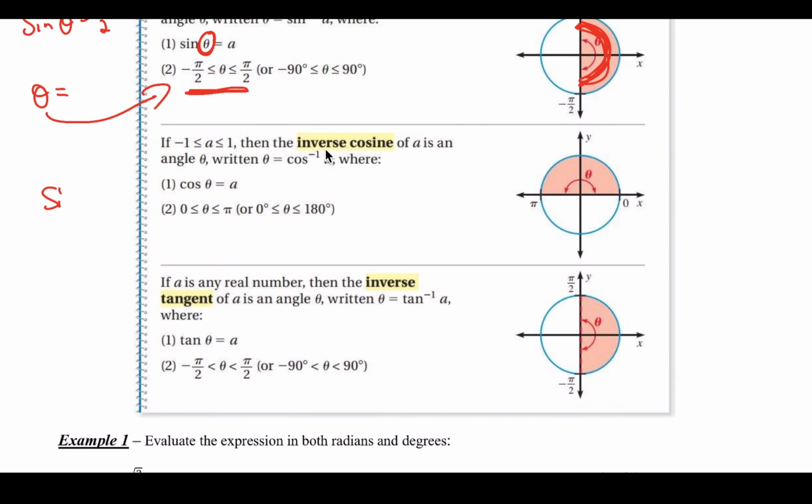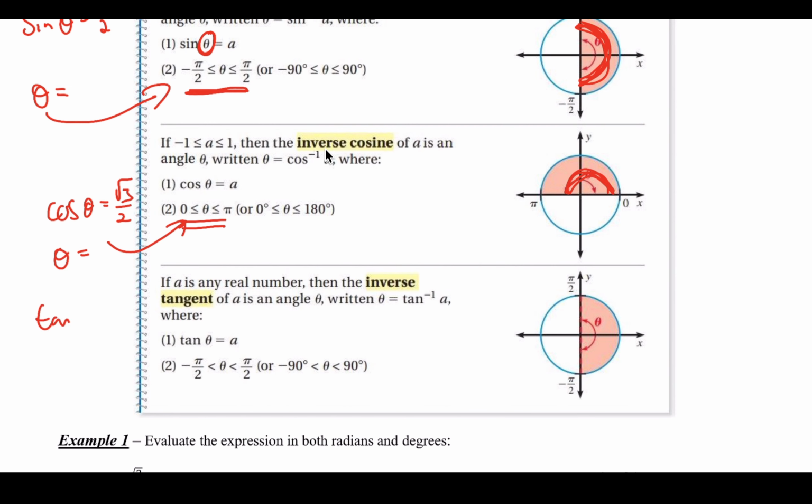If you're going to ask the question cosine of theta is, let's say, root 3 over 2, you can only have an answer that's between 0 and 180. Okay, between 0 and 180. So you're going to say theta equals, and it's going to be something there.